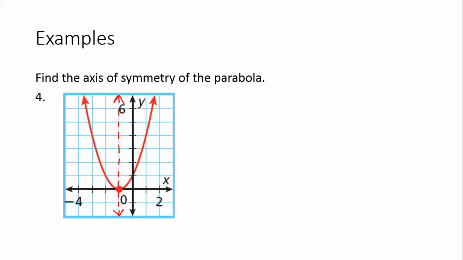You could fold this graph paper right on that axis of symmetry line, and the two halves of the parabola would match up. But we need to actually state what the axis of symmetry is. Remember, it's a line, and I'll abbreviate axis of symmetry AOS, and it's an x equals line.